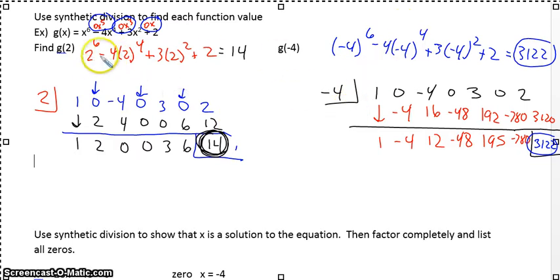So if you would rather just type it into the calculator, replacing the x with 2 or negative 4, I'm okay with that. But you do need to know the synthetic division process to do our next example, or even to do examples in the previous section of the notes as well.